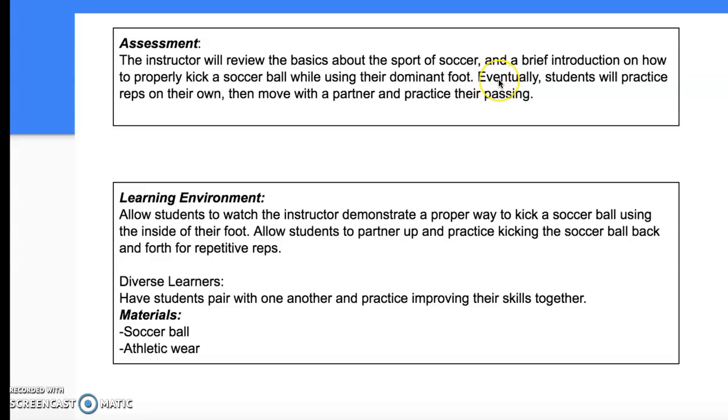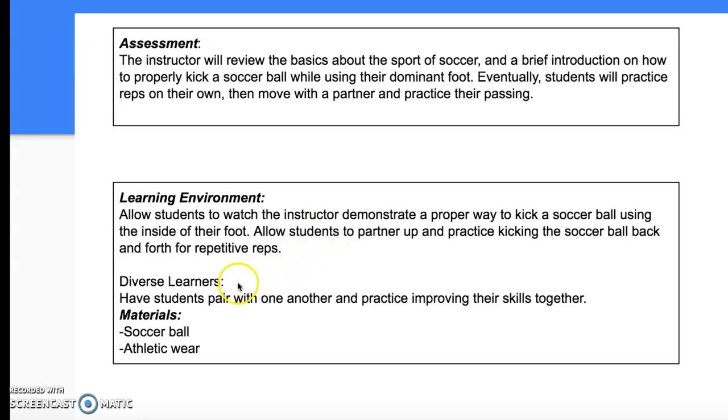It gives them a better idea on how to actually perform the activity after the instructor gives a small demonstration. That gives them a little more confidence to be on their own and then possibly move on with a partner. For the learning environment, students are allowed to watch the instructor. As I said, he or she is going to properly demonstrate just so they can see exactly what type of activity they should be completing and following the proper techniques.